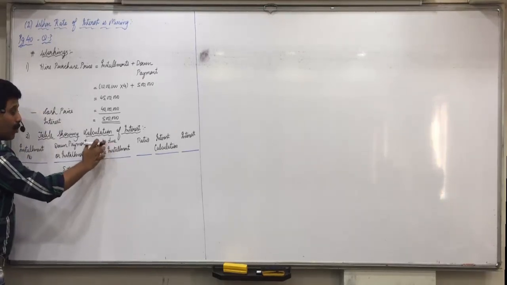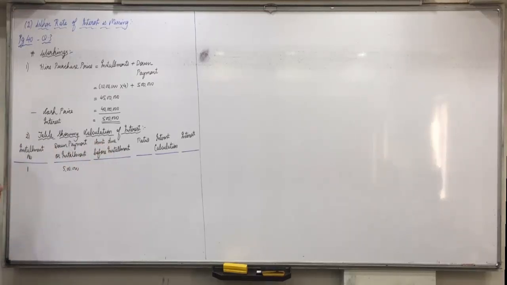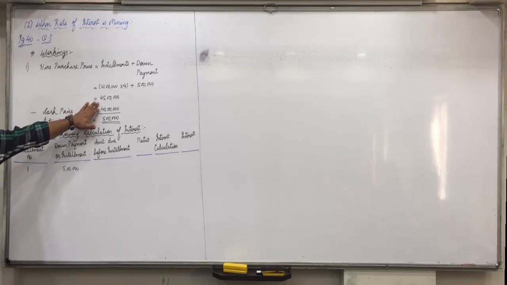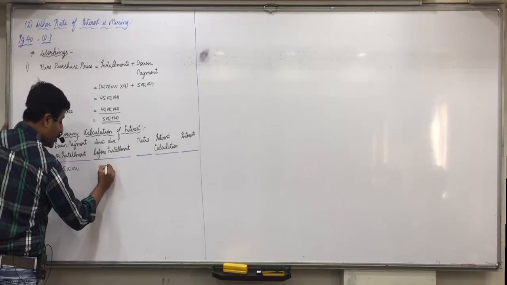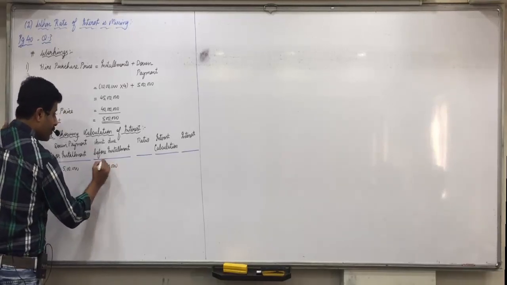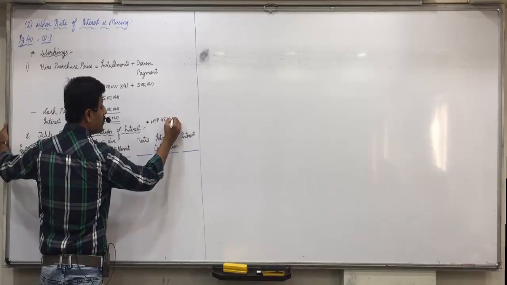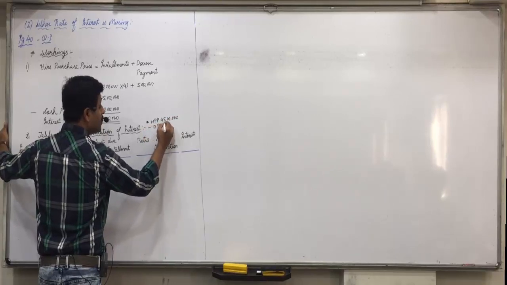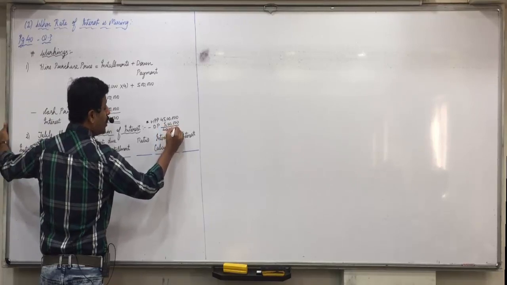Listen carefully. What is the amount due before first installment? Total hire purchase price is 45 lakhs. Out of that you paid 5 lakhs down payment. So what is the amount due before first installment? 40 lakhs. How did we get this? Hire purchase price, that is 45 lakhs, minus down payment, that is 5 lakhs. So amount due before first installment is 40 lakhs.